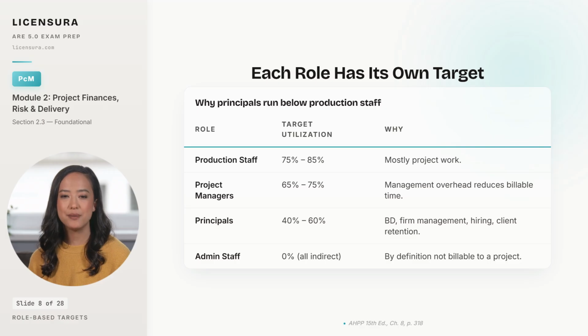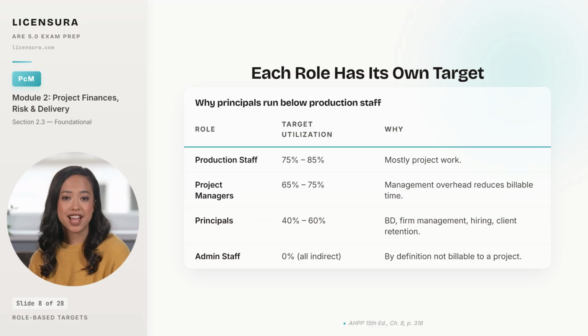Production staff, whose job is to draw, model, and document, should run between 75 and 85%. Their entire role is project work, and if they're below that range, the principal hasn't sold enough work to keep them loaded. Project managers should run between 65 and 75%. The other 25 to 35% of their time goes to managing the team, coordinating with consultants, handling client communication, and tracking schedule and budget. Principals run lower still, between 40 and 60% on average, because their job is partly to deliver and partly to sell the work that will keep everyone else employed 18 months from now.